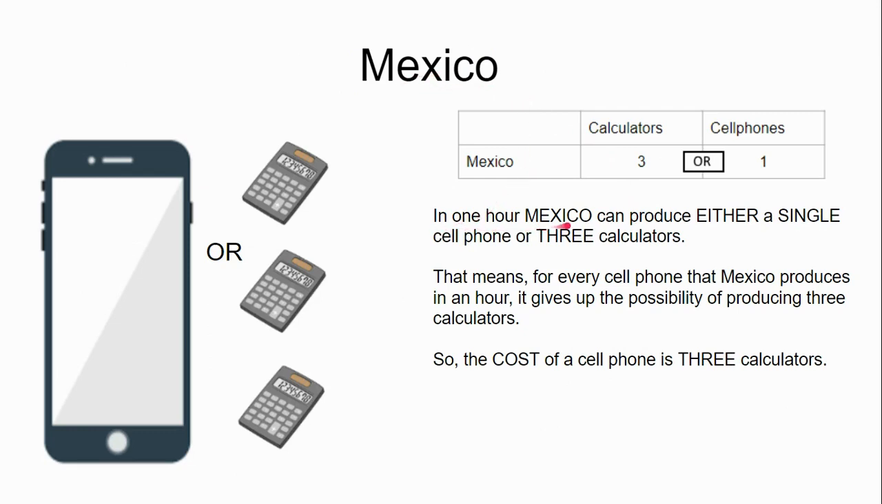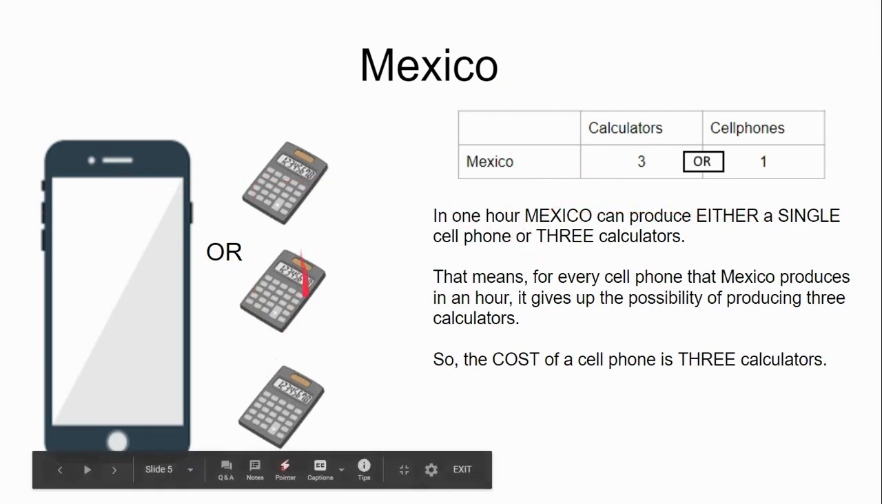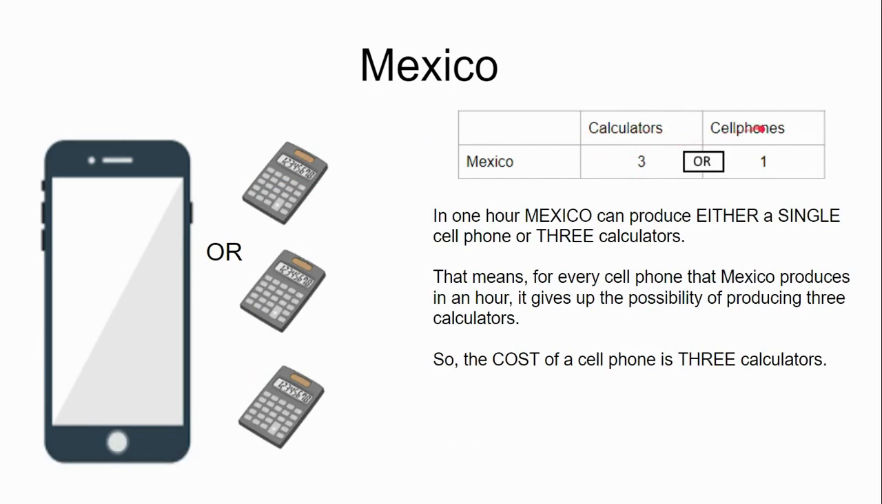So let's take a look at Mexico. As it says here, in 1 hour, Mexico can produce either a single cell phone, right here, or three calculators, right? One of those things, three calculators or one cell phone. That means for every cell phone that Mexico produces in an hour, it gives up the possibility of producing three calculators, right? If I'm going to spend an hour producing this, then I won't be making this. So the cost of the cell phone is three calculators. The opportunity cost to make this is sacrificing these three things.